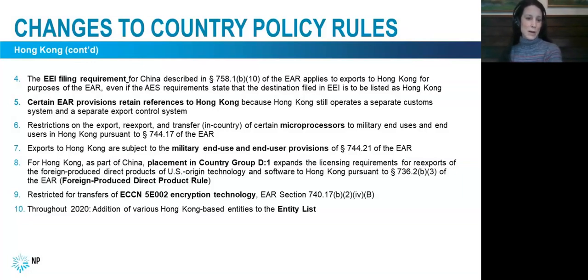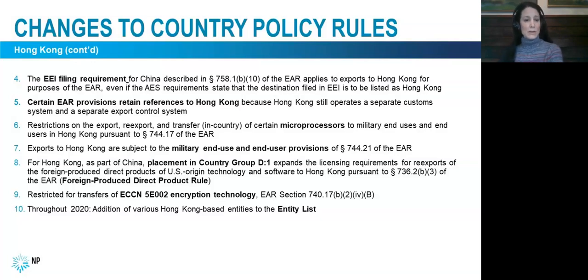Now, the same requirement applies to Hong Kong. And it's a little tricky because the AES requirements still say that the EEI has to be filed for Hong Kong as a separate destination, if you like. But keep in mind that the same requirements as for China apply to Hong Kong. So we no longer have that $2,500 threshold where for all other destinations, if you have a shipment below $2,500 and something is on the Commerce Control List, you don't have to file an EEI. Here you have to file an EEI if the item is on the Commerce Control List, regardless of value.